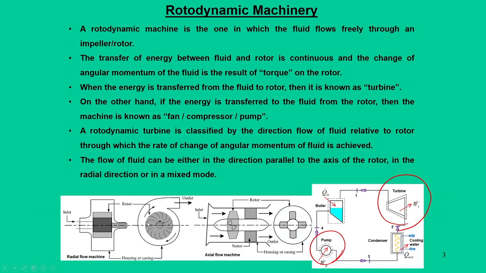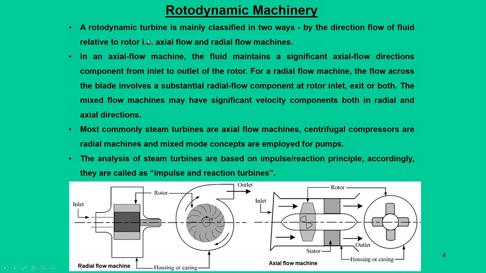What happens in radial flow and axial flow machines? We can see here. These machines are normally classified by the way the flow direction is achieved relative to the rotor position or the direction of the rotor. On that basis we can have axial flow machines or radial flow machines. This figure shows the schematic diagram of an axial flow machine and a radial flow machine. So, what happens in a radial flow machine? As you see the cross section, if you look at this side view, what happens?